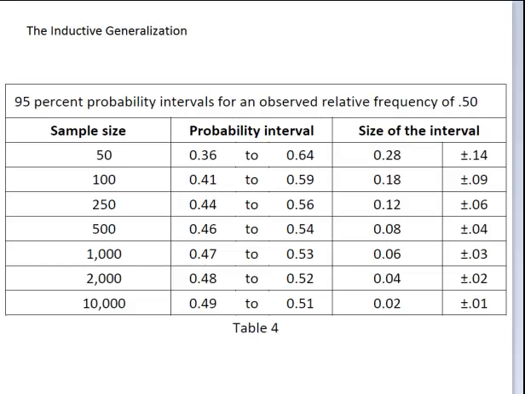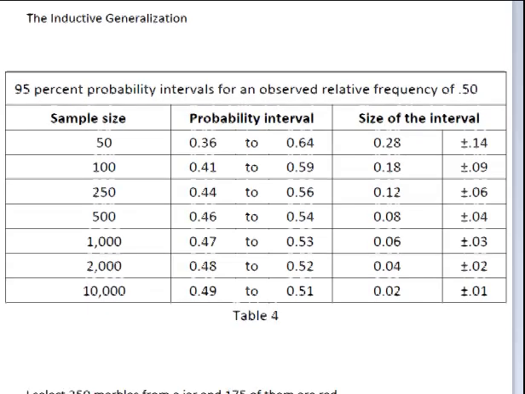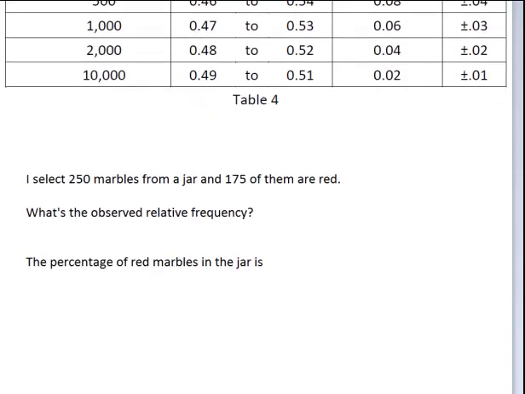In this video, I'm going to go through a few examples where I use Table 4. This is a table that's at the end of Chapter 5, the chapter on the inductive generalization. Some of you may not need this video. The table's pretty straightforward once you get the hang of it, but for some of you it'll be useful to watch me go through this. So let's begin with this problem here.